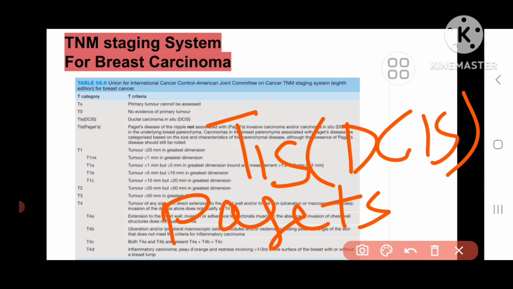Carcinoma in situ means the tumor does not invade the basement membrane. So if the tumor does not invade the basement membrane, it is carcinoma in situ or tumor in situ. One is DCIS, ductal carcinoma in situ, and the other is Paget's disease.